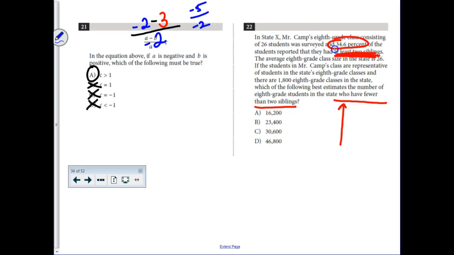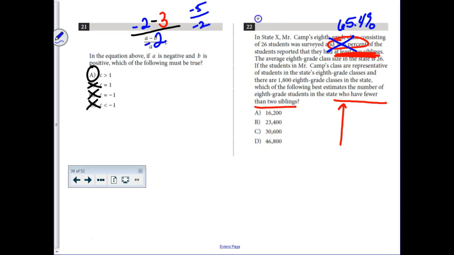So what you're going to need to do, if you caught that, you would quickly cross that off and you'd find the complement to that. So what would be the complement to 34.6%? That would be 65.4%. Did I do my math right? Okay. So 65.4% of families are going to have fewer than 2 siblings. So as long as you caught it somewhere in your math, you're fine. I'm just catching it right away because I'm very nervous about it.